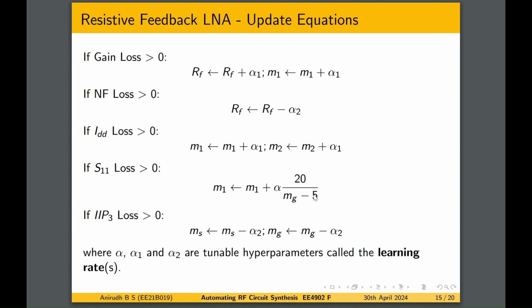If IIP3 loss is greater than 0, you decrement the multipliers of the MOSFET. These are the update equations. And again, alpha 1, alpha 2 and alpha are all tunable hyperparameters that can be chosen according to the need. And also, as a note of caution, this alpha 1 and the alpha 1 used in the linear combination of the loss are not the same. They are completely different. This alpha 1 is completely unrelated to that. These are just notational convenience that I have used here.